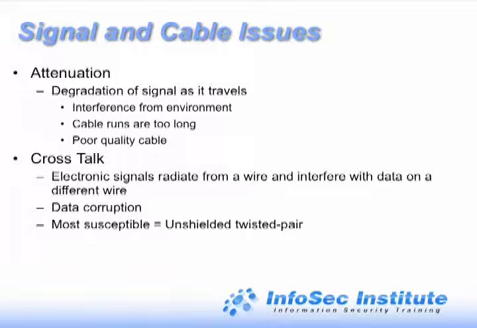Signal and cable issues. Basically, there's attenuation, which is degradation of the signal as it travels. There's interference from the environment. There's interference from other cables running right next to it. Cable runs are too long or poor quality of the cable. And I've also seen that if you untwist the cable too far, for example, an inch or so, and then actually crimp it off, a lot of times it will not allow you to do 100. It'll only go down to 10.